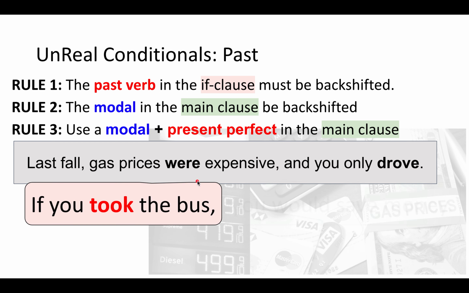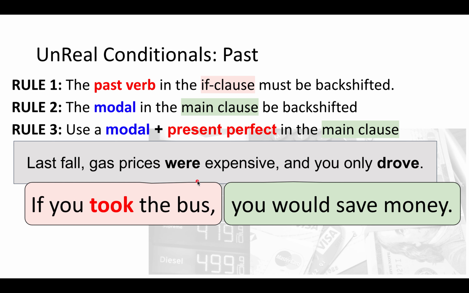If you took the bus, you would save money. But this is not an unreal conditional for the past. Let's make it an unreal conditional for the past. First, we need to take this past tense verb in the if clause and backshift it even further to the past. So we're going to have to use the past perfect. If you took, if you had taken the bus.